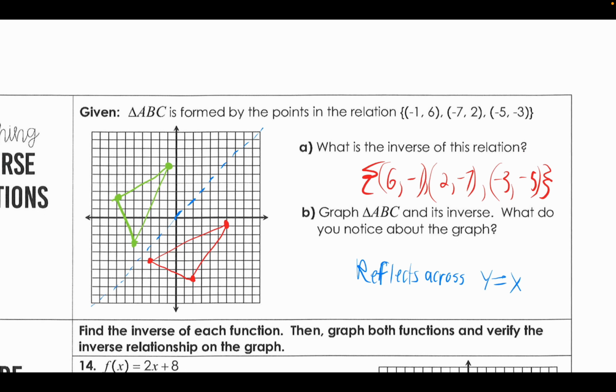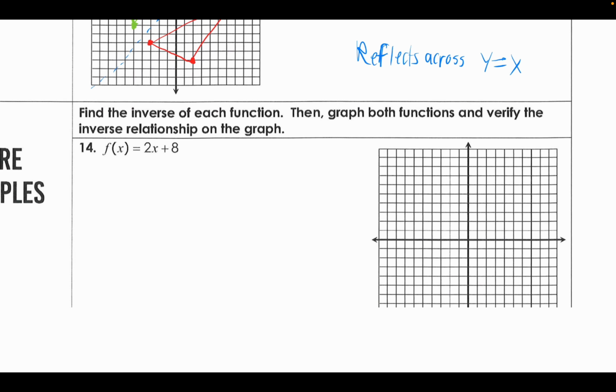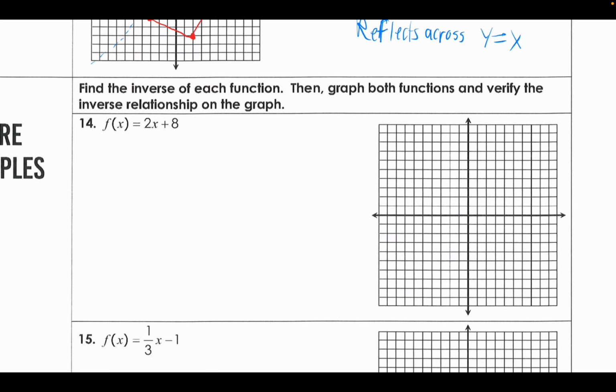And so what we're going to do here on 14, 15, and 16 is we're going to say, hey, all 3 of these, we're going to find the inverse and then graph the original and its inverse, knowing that they are inverses of each other, and then prove or verify it by doing the dashed line y equals x so we can see how it reflects. So the instructions are exactly what I just described.